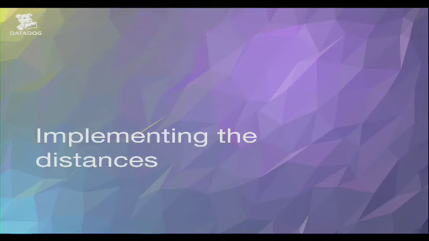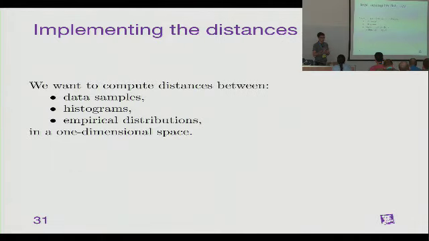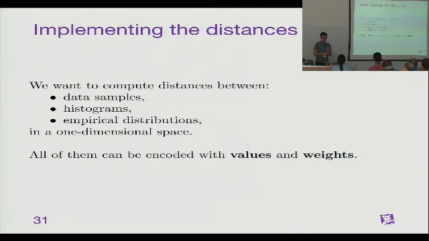So now that we have the theoretical background behind those statistical distances, we need to implement them. What we need to do is compute distances between actual data, so between data samples, histograms, or empirical distributions. In our case, we're just interested in the one-dimensional case. We can encode all those objects with values and weights. If you have data samples, you have values, and you can use weight as the number of occurrences for each value. If you have histograms, the bin locations are the values, and the bin heights are the weights. And you can do the same for empirical distributions. So this is how we implemented those statistical distances.